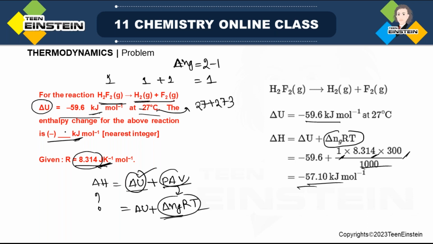Nearest integer will be 57, and there is a negative sign already present, so it is an integer type of problem. Final answer is simply 57. We don't have to consider the negative sign, it is already given in the question. Fine.